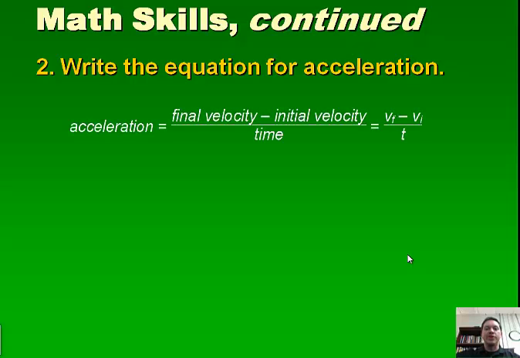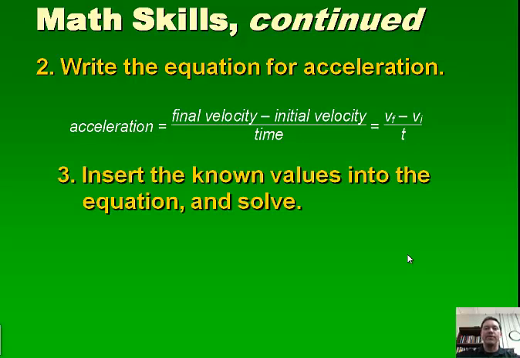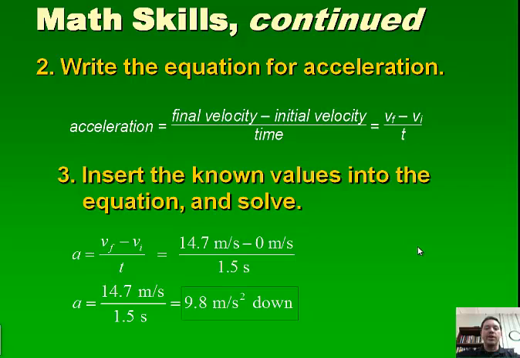So we're going to write our equation out. We've got acceleration equal to final velocity minus initial velocity divided by the time. So we're going to insert what we know. We know 14.7 meters per second is our final velocity. Subtract off 0 from 14.7, so we still have 14.7 divided by 1.5 seconds. So we end up with 9.8 meters per second squared down, which interestingly enough is also the acceleration due to gravity, which we'll get to later, so you don't have to worry about that right now.